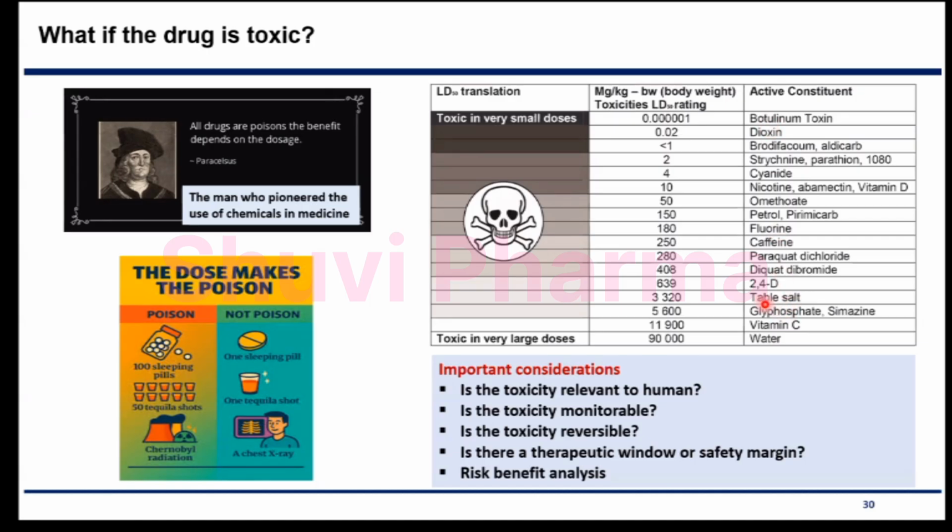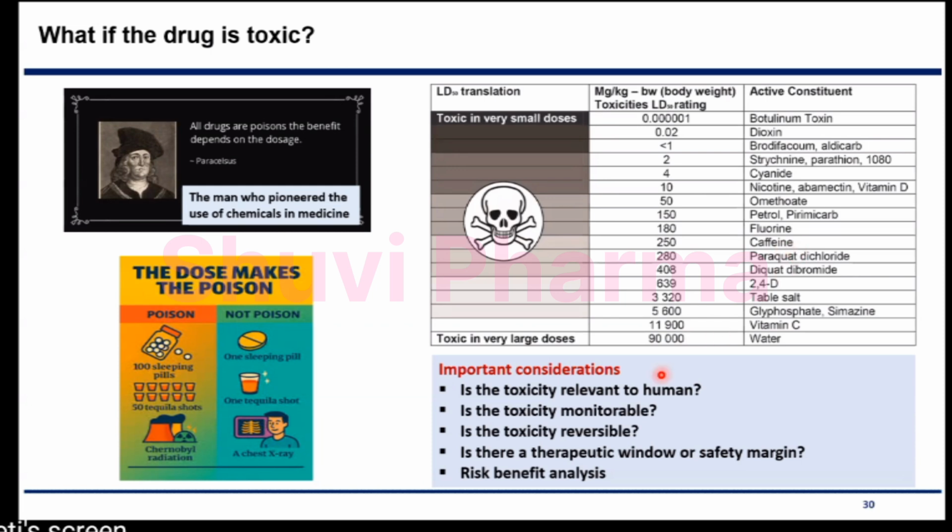And then even at a particular very high dose, vitamin C is also toxic at a particular dose. So it's the dose that differentiates whether it will elicit a therapeutic effect or a toxic effect. Otherwise, every drug is toxic. It's just the dose that differentiates it. We need to remember that.